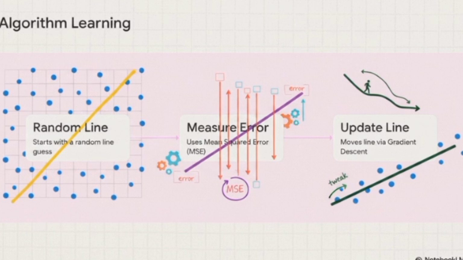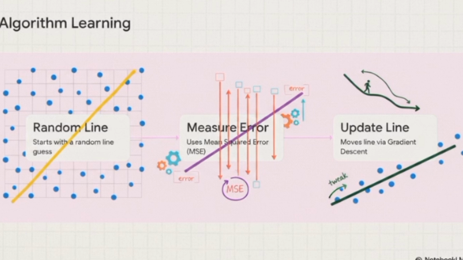It measures exactly how terrible that guess is. It measures the vertical distance between all your actual data points and that random line it just drew. That distance is called the error, or the residual. It squares those errors to make sure negative and positive distances don't just cancel each other out, and then it finds the average. We call this the mean squared error, or MSE.